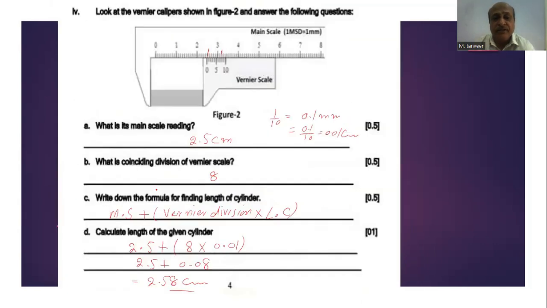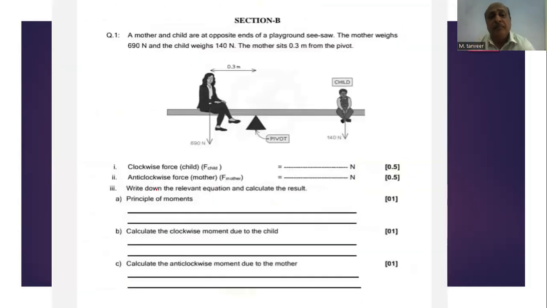So, section B. A mother and child are at opposite ends of a playground seesaw. Mother weighs 690 Newton and child weighs 140 Newton. Mother sits at 0.3 meter from the pivot. The distance of the mother is given and these are balanced. First, the clockwise force on the child. The child is trying to move the seesaw clockwise, and the mother is trying to move the seesaw anti-clockwise.